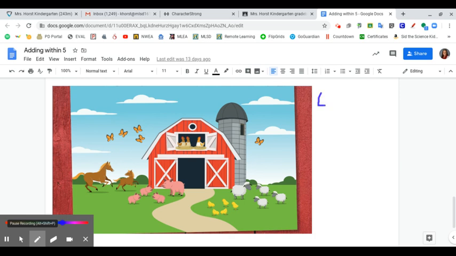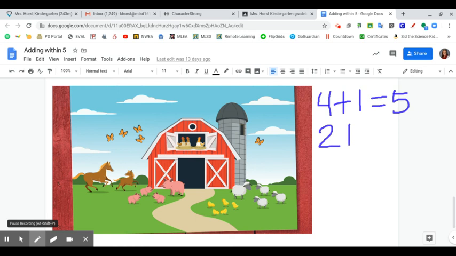4 plus 1 equals 5. There are 5 butterflies all together. Boys and girls, I'm going to do another one. I see 2 horses. And then I see 3 chickens in the barn. How many are there all together? 2 plus 3 equals 5.